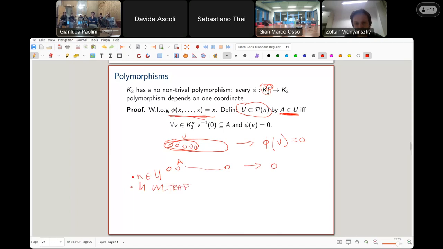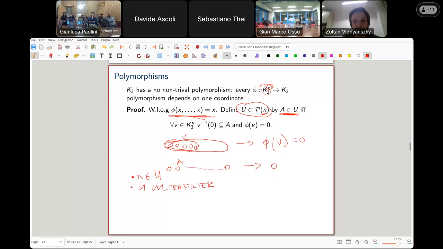And this is a nice exercise. Let me just illustrate how to prove, for example, that U is an ultrafilter. So this means that once on a set which is in U I write zeros, then it must be mapped to 0. But then, ultrafilter is a fancy word, but we are working over a finite set N.